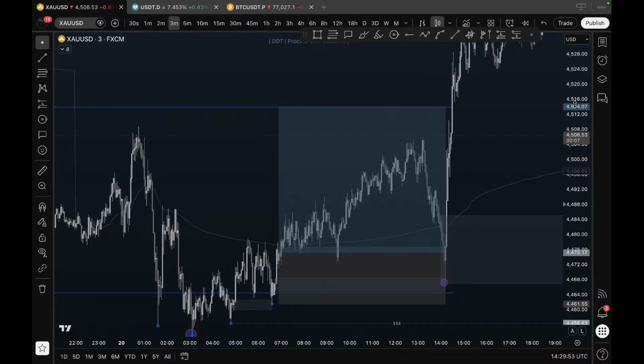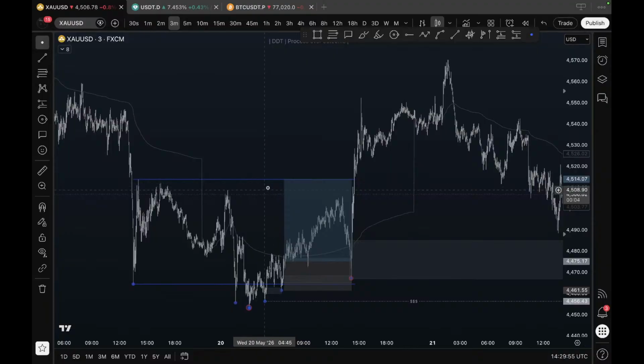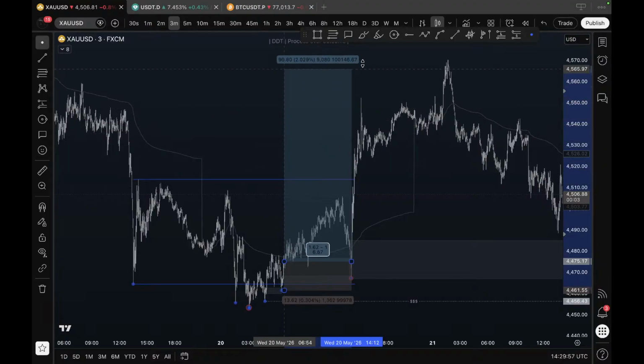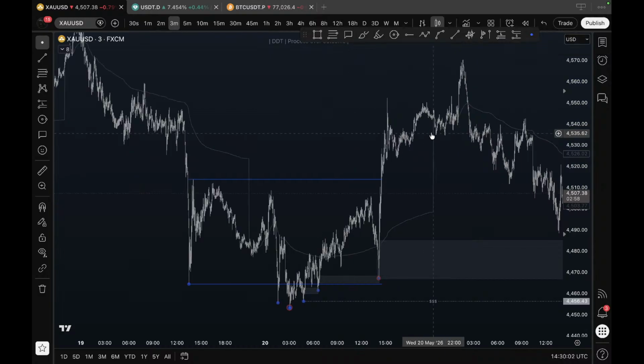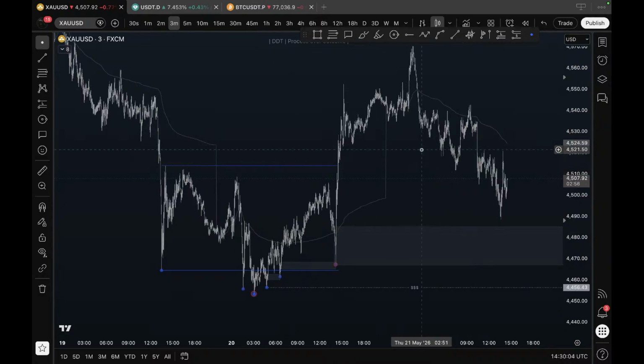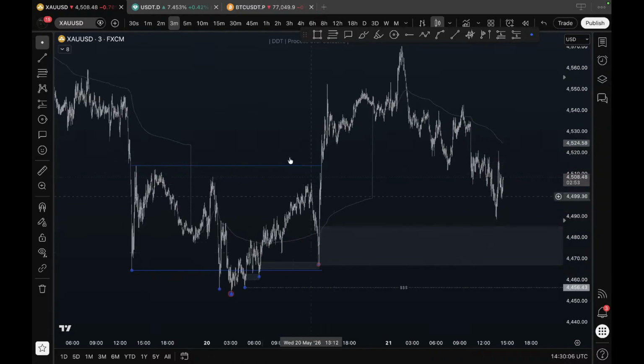It was for a 3R, and then I would have left a runner for a bit higher as well, which could have been 6 to 7R. So execution wise, could have been better, but yeah, those are also part of the game and you can learn from it.